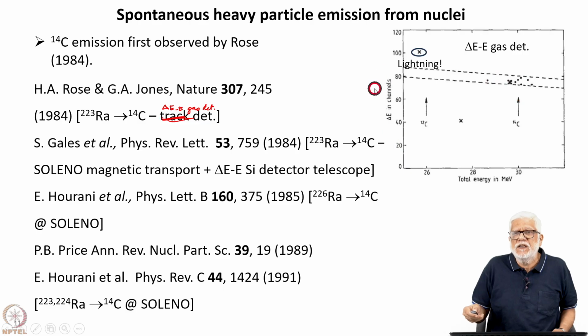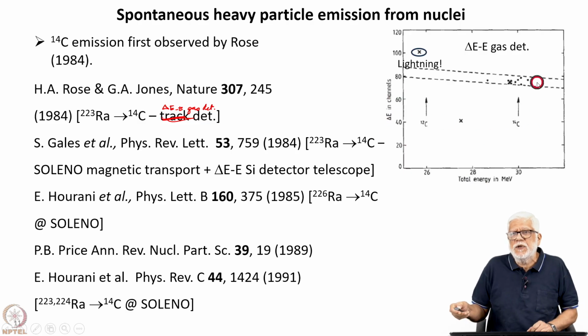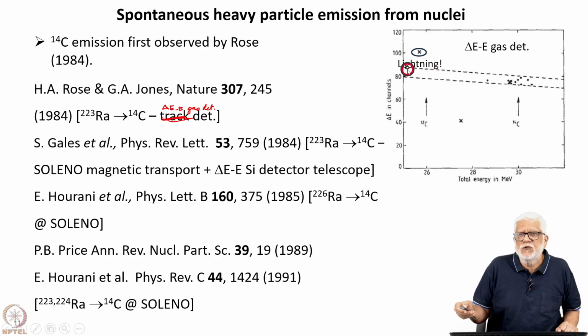As I said, they use the delta E-E, so you can add the energy in the first detector and the second detector, sum it up, and then plot it against the total energy. And you don't see any counts elsewhere, except for two crosses here. In fact, one of them they could attribute to lightning hitting the mains supply, so a big signal came through the mains onto their preamplifiers. So this was not a real signal.